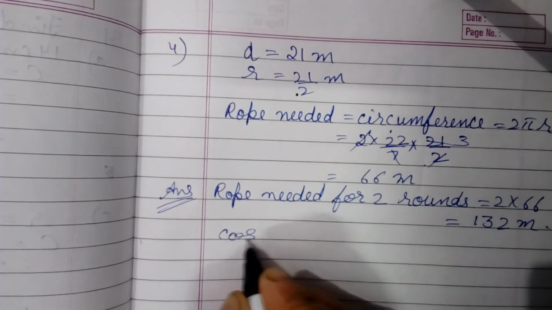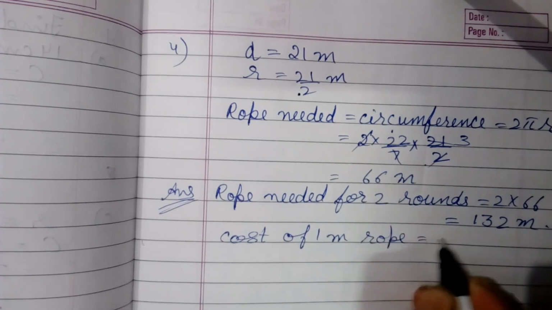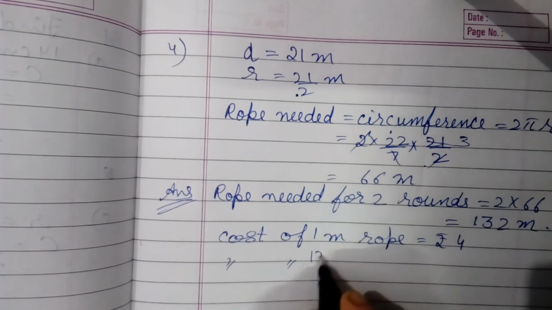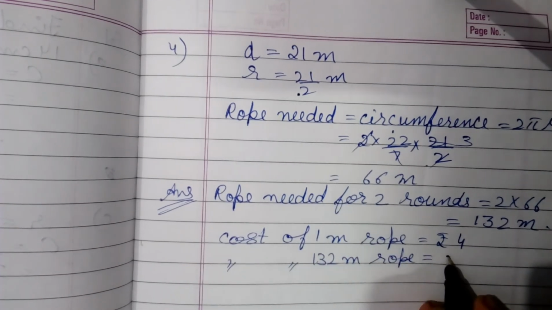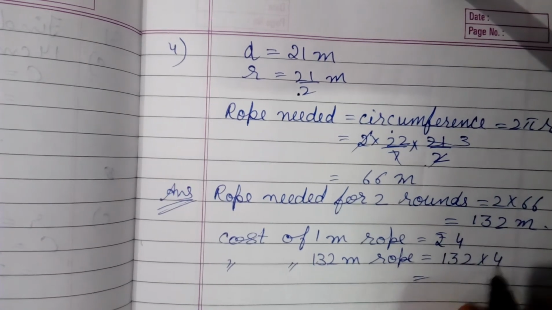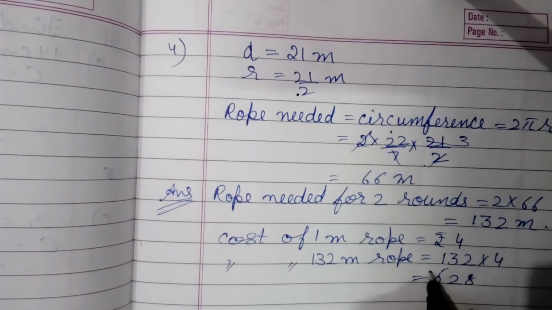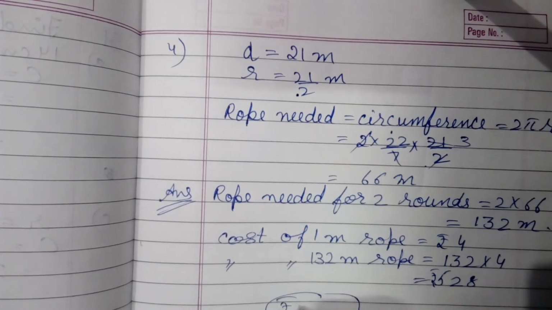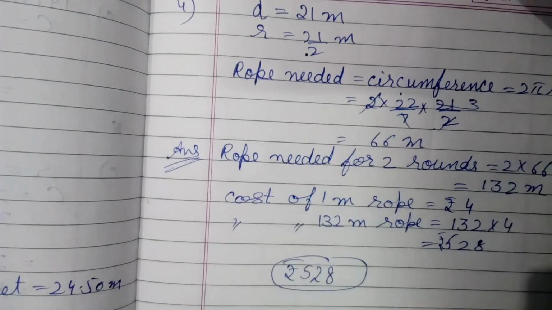Now cost of 1 meter rope is given to be rupees 4. You need 132 meter of rope. So cost of 132 meter is 132 into 4. 4 2s are 8, 4 3s are 12, 4 1s are 4, 528. So your answer is rupees 528.